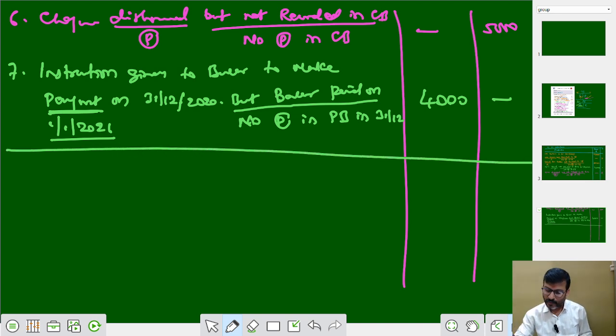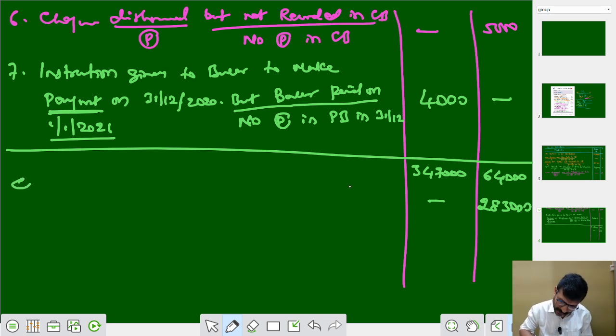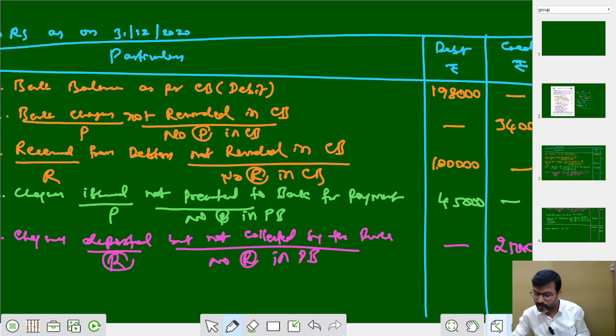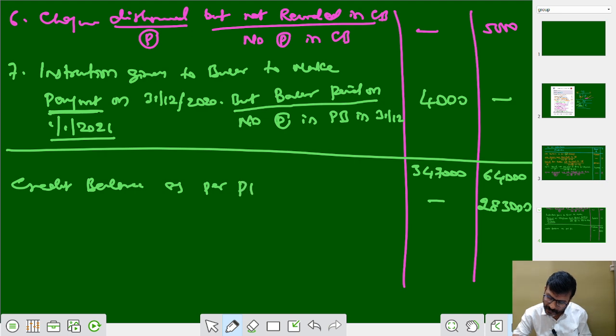See how many points are being asked? 7 points. Work out the total. The total of the debit side becomes how much we are getting? The debit side total is 3,47,000. Credit side total is just 64,000. Now what side is less? Credit side. How much? 2,83,000. So now what I should write? Credit balance as per. You started with which book? Cash book, right? Started with cash book, end with passbook. This is what your answer is.